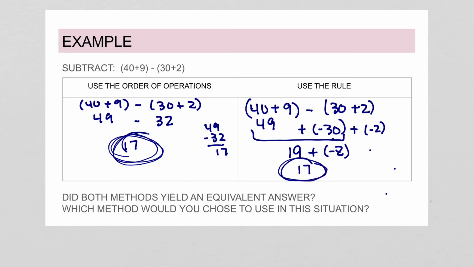All right, so do both methods yield an equivalent answer? I got 17 here, is that equivalent to 17 here? Well, as a matter of fact, yes. But I want you to think about it. What method would you choose to use in this situation? And you can answer however you'd like. You could say that you'd like to use the order of operations because whatever your reasons might be, or that you like to use that rule of just adding the opposite. You could choose that. So think about that and answer that.